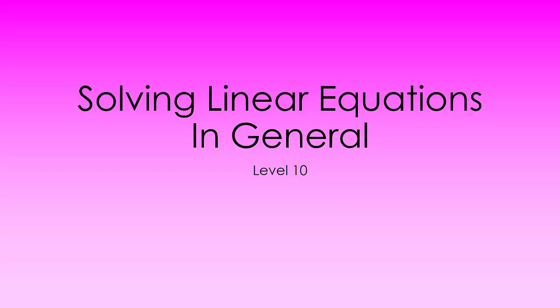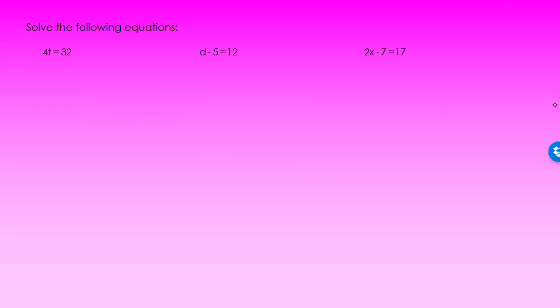Solving linear equations in general. We want to solve the following equations. The first one we have is 4t is 32. Now remember, the objective here is to have t as the subject, in other words t equals.